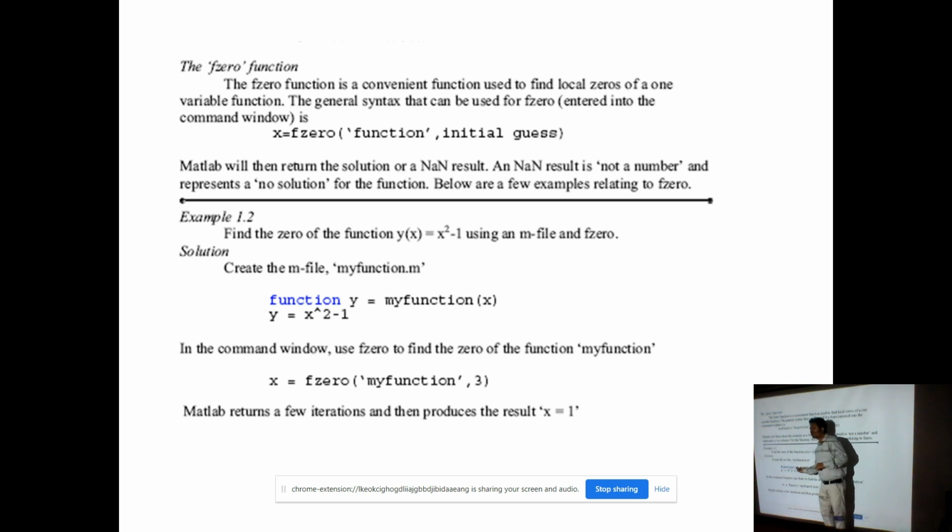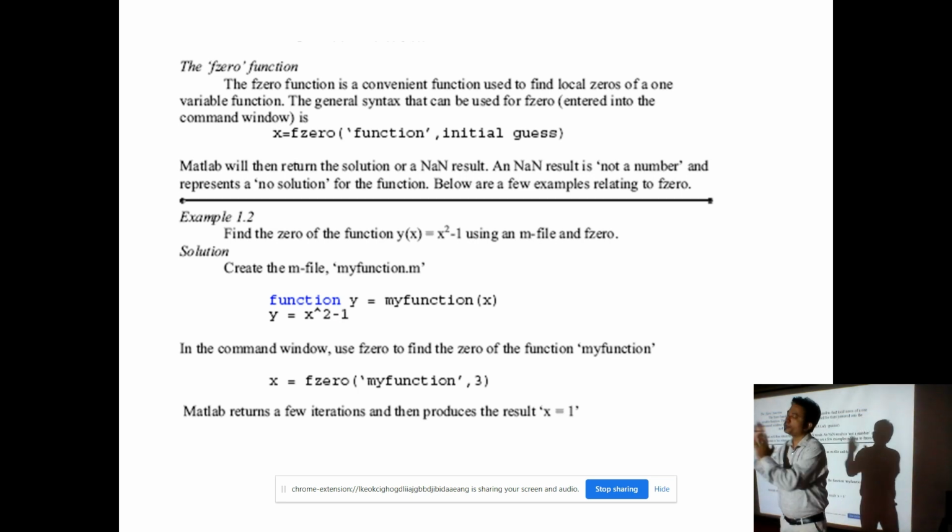Now after defining, I should write what function he has given. The function he has given is y is equal to x square minus 1. So y is equal to x square. In MATLAB, square is power. Just keep that aside. That is one part of the program.